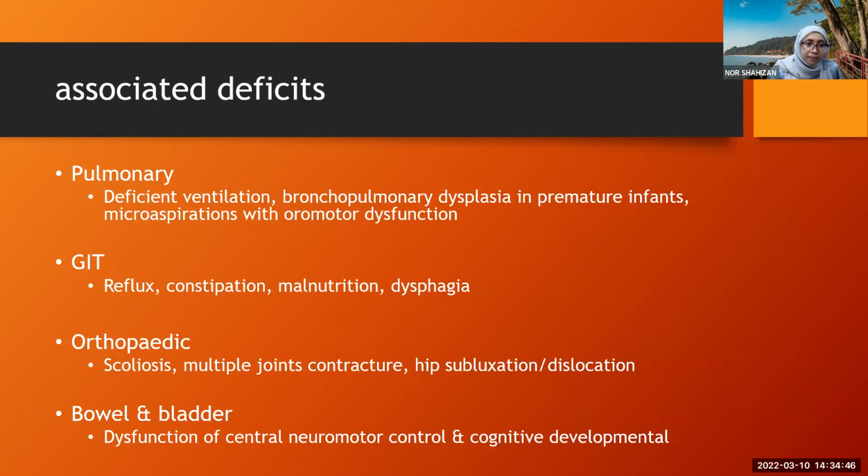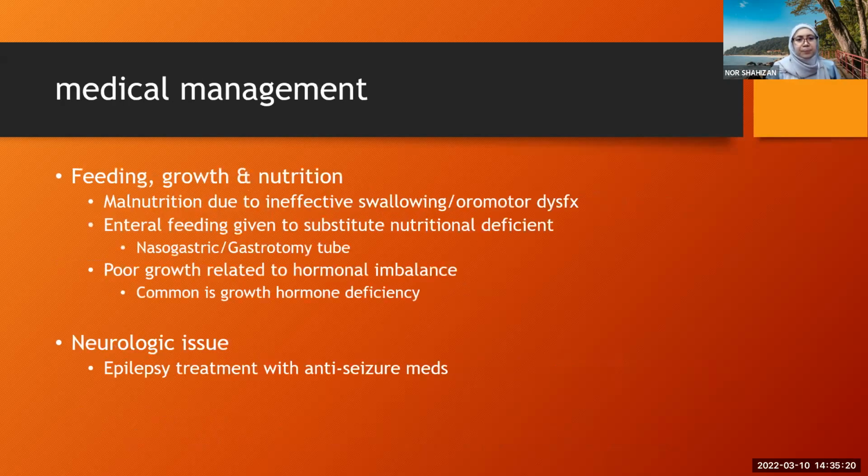For the GIT system, they will have reflux, constipation, dysphagia, malnutrition. In orthopedic, of course, when we mention orthopedic, it involves the bones and soft tissue. They will have scoliosis, multiple joint contractures, either hip or shoulder subluxation or dislocation. The bowel and bladder system will have dysfunction of central neuromotor control and cognitive development. Therefore, they will usually have a neurogenic bowel and bladder.